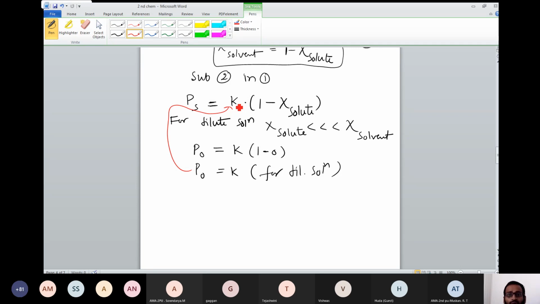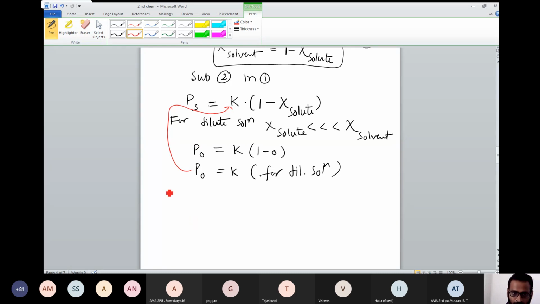What I am doing is, for dilute solutions, the mole fraction of solute is very less, so the mole fraction of solvent is very high. So the mole fraction of solute here is negligible. At that time, when the solvent is very high, the vapor pressure of the solution can be equal to the vapor pressure of the pure solvent.